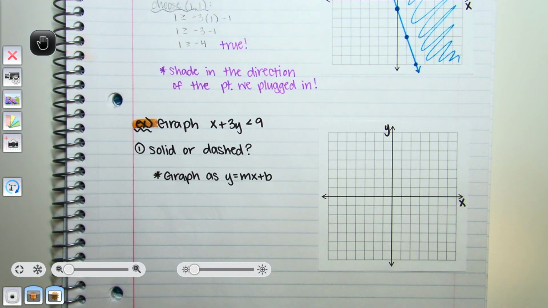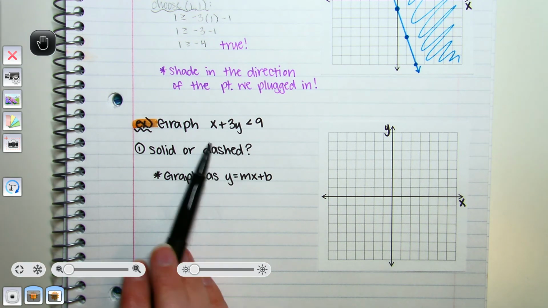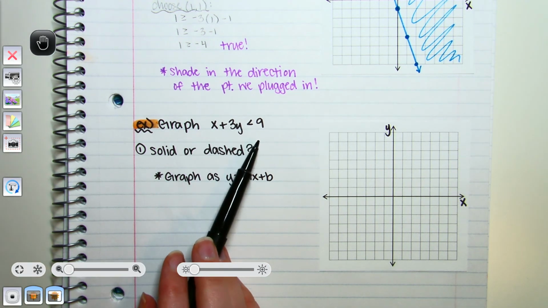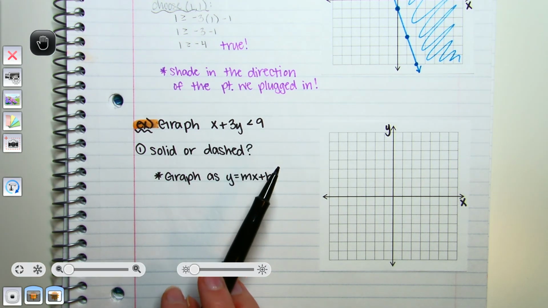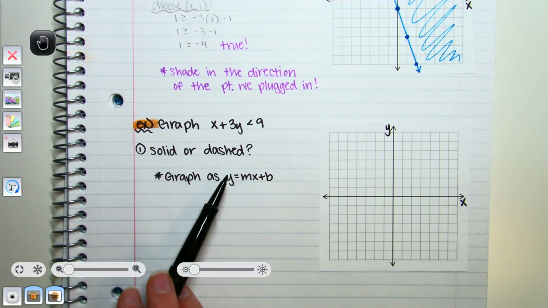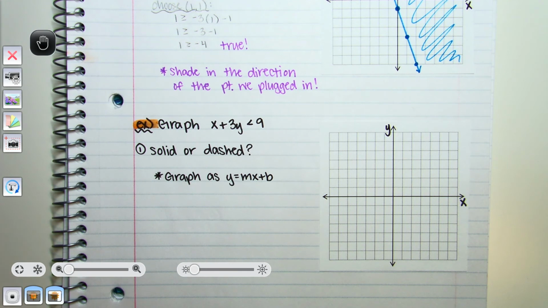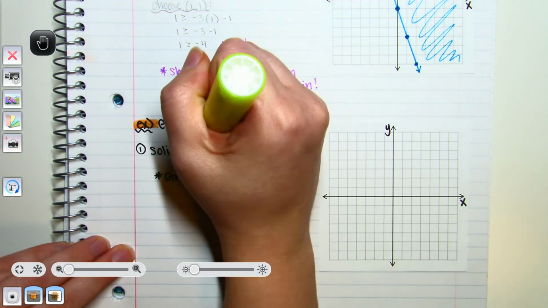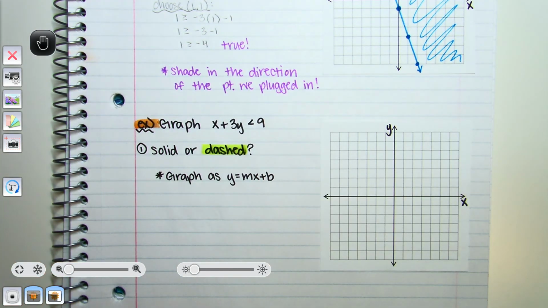For the last example we're going to be doing, if you notice, the problem that we're given is not in that slope-intercept form. It's not in the y = mx + b. But I can still determine whether it's solid or dashed. So which one will it be? Good. You should have said that this is going to be dashed. You get that just from looking at the inequality. But we need to change this so that it's in the correct form so that we can graph it.